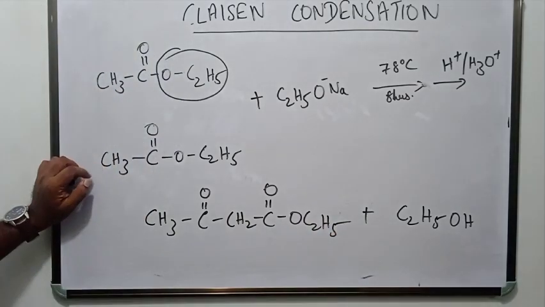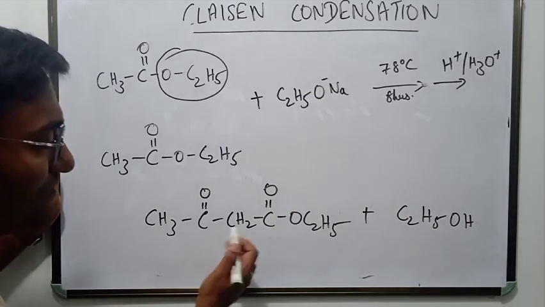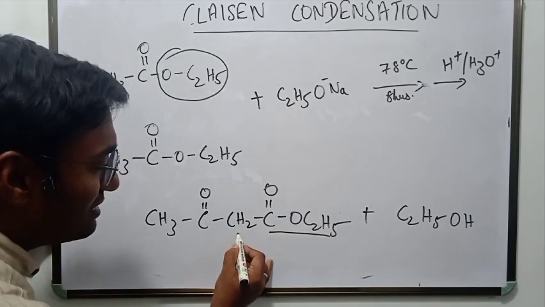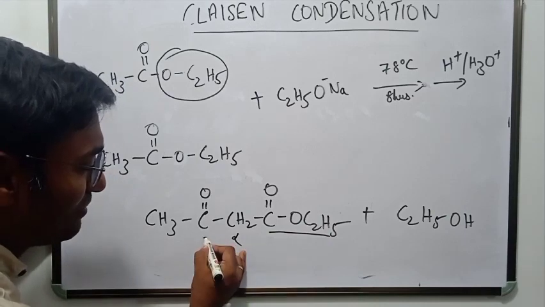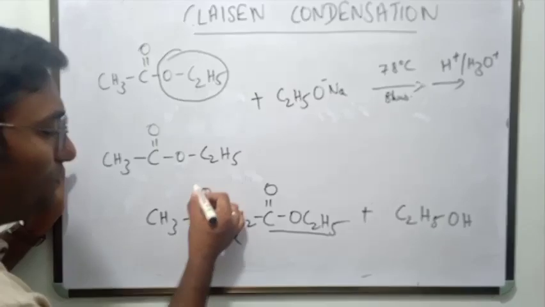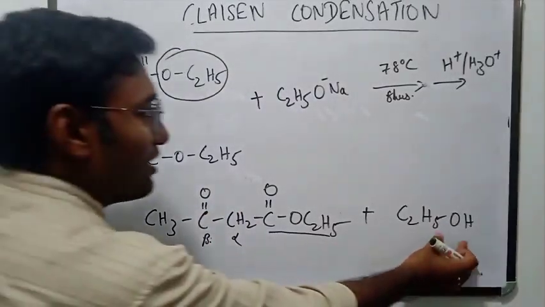So now you form a beta keto ester. This is the ester, correct? This is the alpha carbon atom, this is the beta carbon atom, and the ketone is at the beta carbon. So beta keto ester, correct, and alcohol.